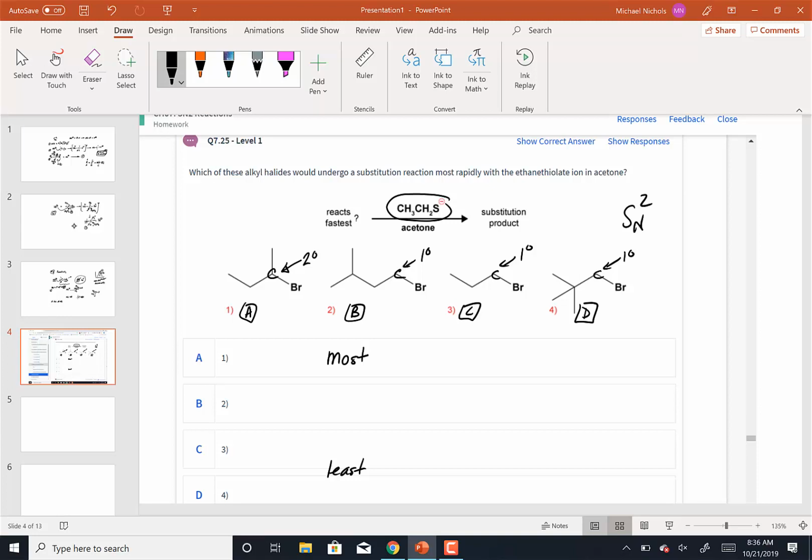Okay, we ready to vote? And let's see, what do we want to vote on first? Let's vote on the least reactive. Which halide would undergo the reaction the slowest? And your choices are that number 1 is A, 2 is B, 3 is C, 4 is D. So which one is going to react the slowest, or the least reactive alkyl halide? A through D is your choice. All right, so we have 24 A's. So A is the least reactive.